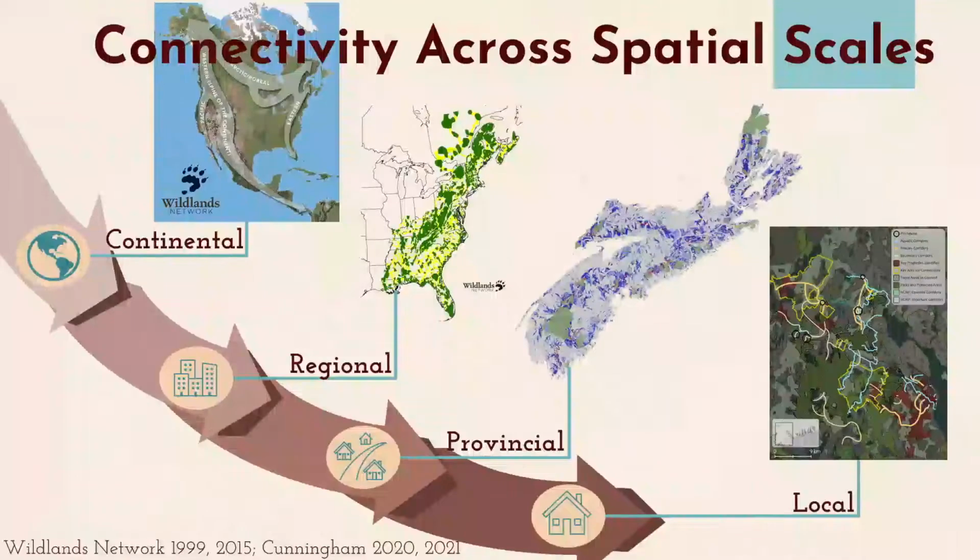We can look at connectivity at a variety of spatial scales, all the way from trying to identify corridors across entire continents to finding paths through a specific subdivision. These maps show several connectivity conservation planning exercises at a variety of scales.